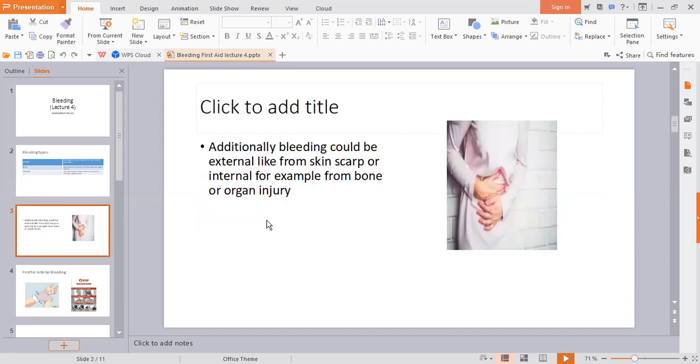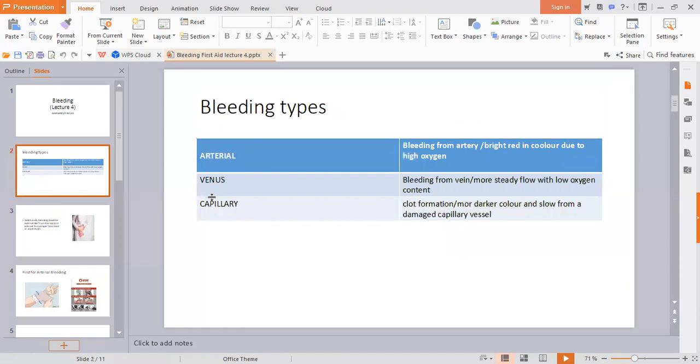Additionally, bleeding could be external, like from a skin scab, or internal, for example, from bone or organ injury. Basically, these are the two common types of bleeding: external or internal. And further three types, as we discussed earlier, related to veins, arteries, and capillaries.